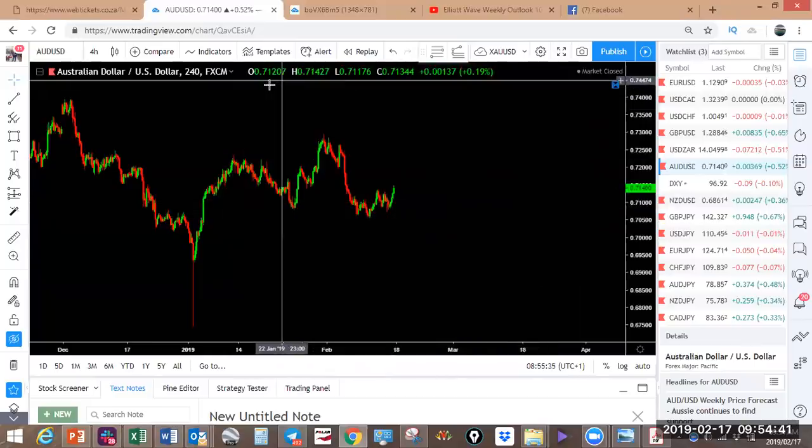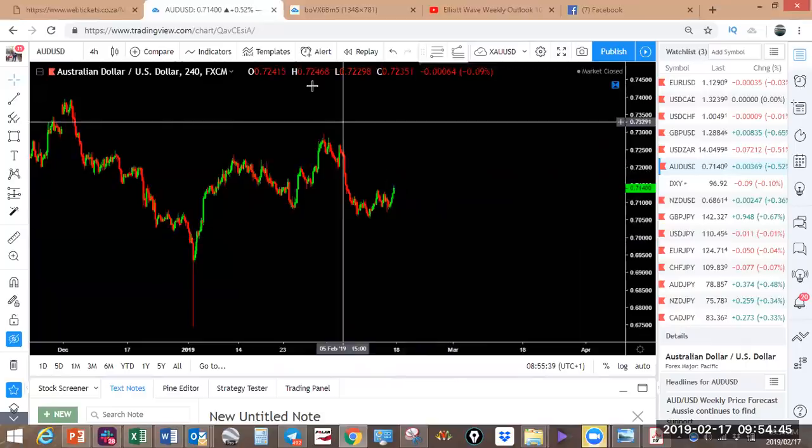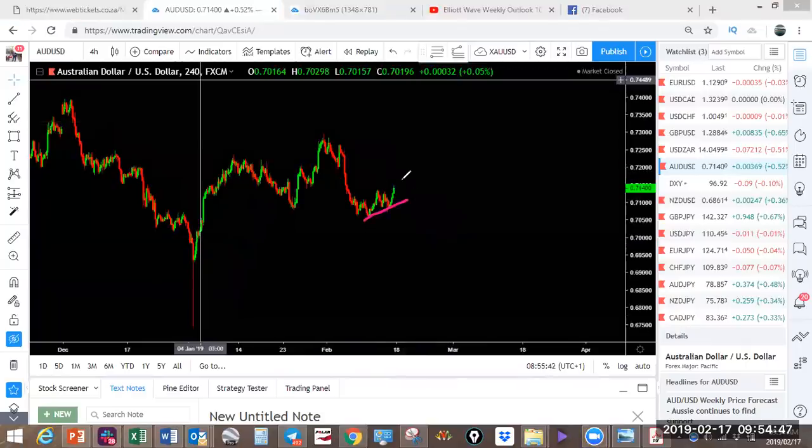That is Audi US dollar, and that's what you're going to look at there. This structure, so don't try to sell it here. Or if you are selling it, at least sell it after it has cleared that level.